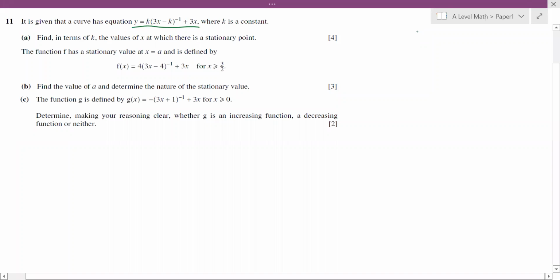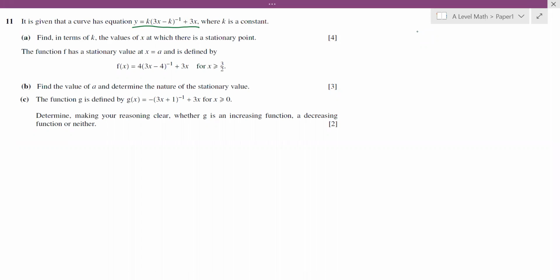Given the equation of a curve in terms of k, where k is a constant, part A: find the value of x at which there is a stationary point in terms of k. So in order to find the stationary points, we need to find the derivative dy/dx first.